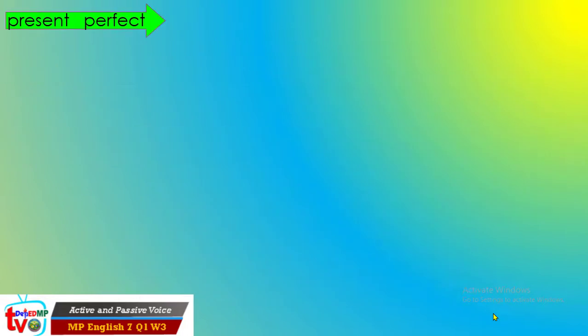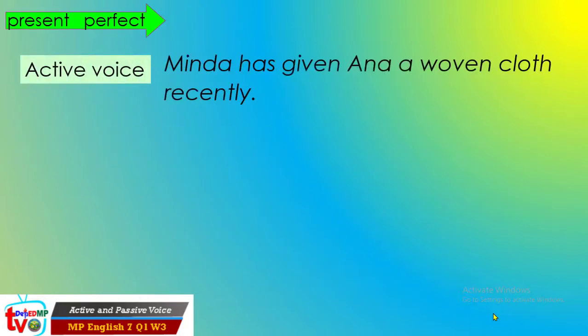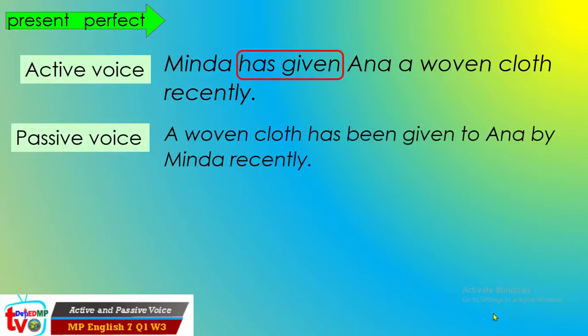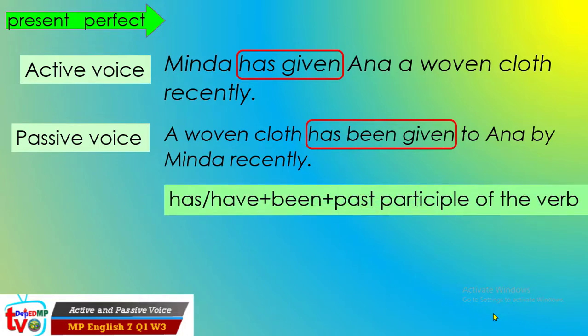Present perfect tense. Active voice. Minda has given Anna a woven cloth recently. The verb here is has given. In the passive voice, a woven cloth has been given to Anna by Minda recently. The verb now becomes has been given. This is the pattern also. You use has if the subject is singular. You use have if the subject is plural. And then add been plus the past participle form of the verb.